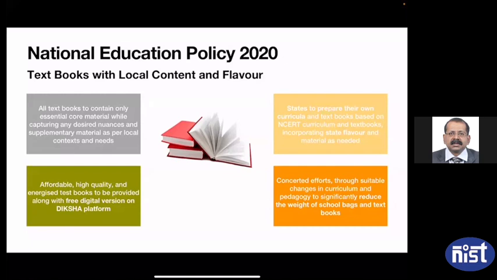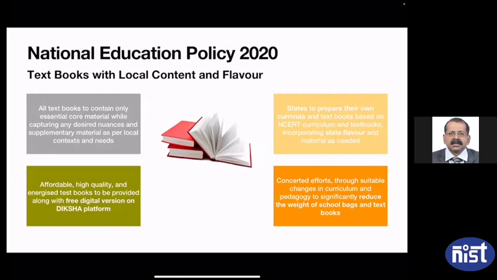States will prepare their own curricula and textbooks based on the NCERT curriculum and textbooks. And this will be, as we said, through SCERTs, and they will incorporate the state flavor and material as needed. So this could happen, for example, when you talk of some freedom struggle person, there's a chapter in the language textbook. Here this chapter could change, and maybe states could take leaders which are very well known in those states, and the chapter could come there. Something like this, introducing local content in the text.